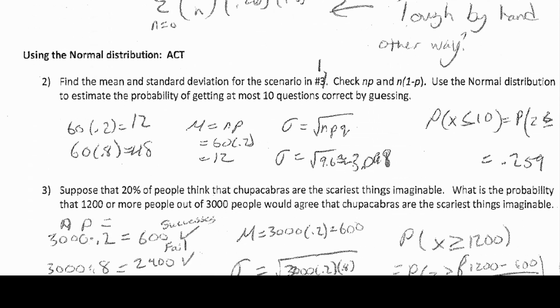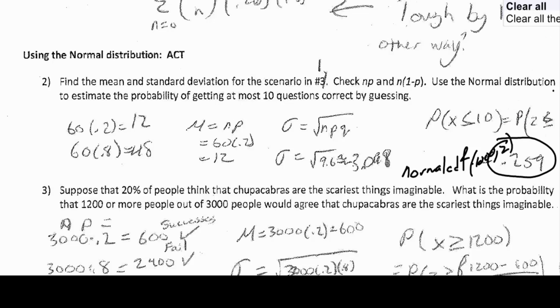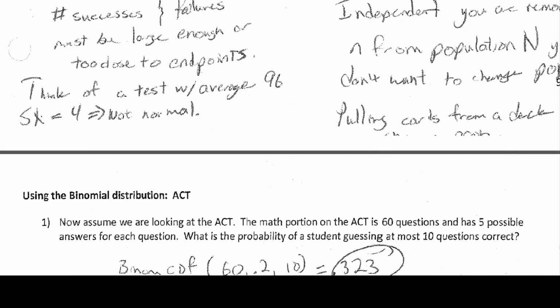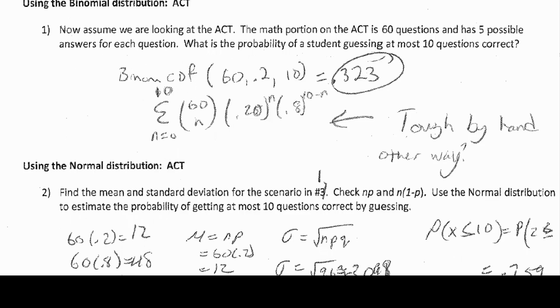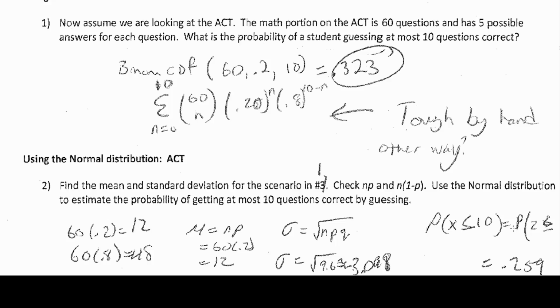And so this is kind of where we are. So we go to the calculator and we find our z-score and we do our normal CDF from this to the left. So normal CDF from -1,000 to our z-score that we just found, and we get 0.259. Now I'm not a huge fan of this because is it really all that close to the answer we got by doing it the binomial way? I got my 0.323. You know, and you could argue that this is like 25% and 32%.